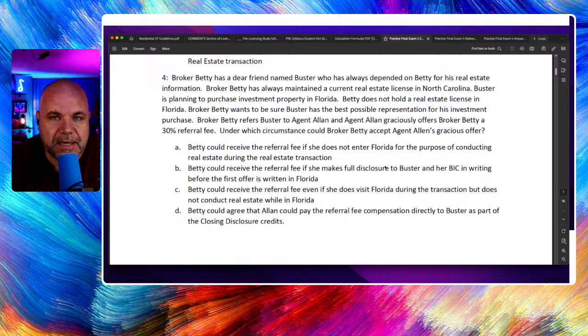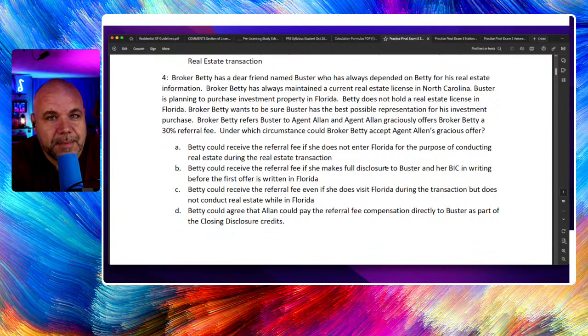We can get fees from other brokers from other states. We can give fees to other brokers in other states. Under which circumstance could broker Betty accept Agent Allen's gracious offer? Which of these 4 is okay for Betty to get paid a referral fee? Let's see. Betty could receive the fee if she does not enter Florida for the purpose of conducting real estate during the real estate transaction. That is a tempting one.